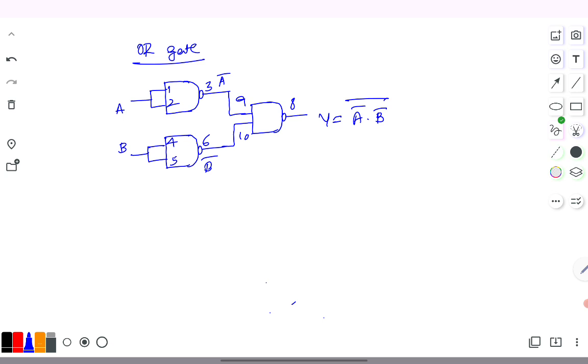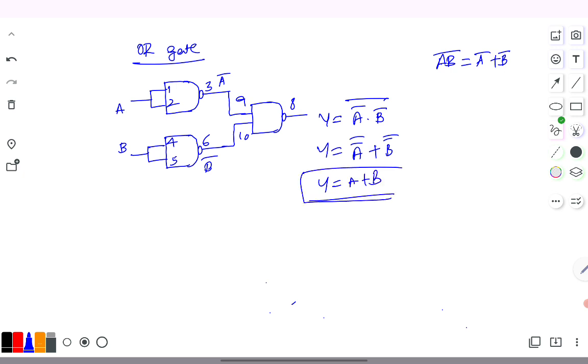Okay, here now apply De Morgan's theorem. A B bar is equal to A bar plus B bar. When you apply De Morgan's theorem, Y is equal to A bar plus B bar, A bar double bar will get cancelled, Y is equal to A plus B. Okay, this is the OR gate. Here Y is equal to A plus B.